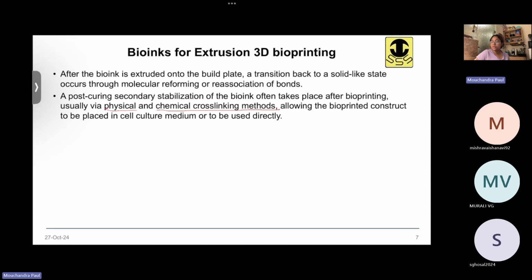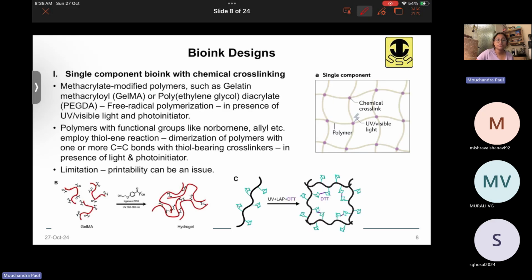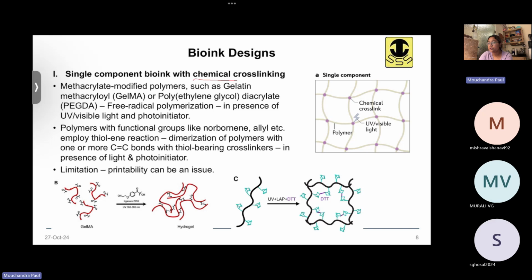So what technologies are available now for designing these bioinks? What type of materials should you think about when you start your bioprinting journey? What kind of materials are available? I'll show you some examples of these materials, and all the materials that I'll discuss are already being used in the literature for extrusion-based 3D bioprinting. The first design concept that I'll discuss is that you use only one bioink, but this bioink can be chemically cross-linked.